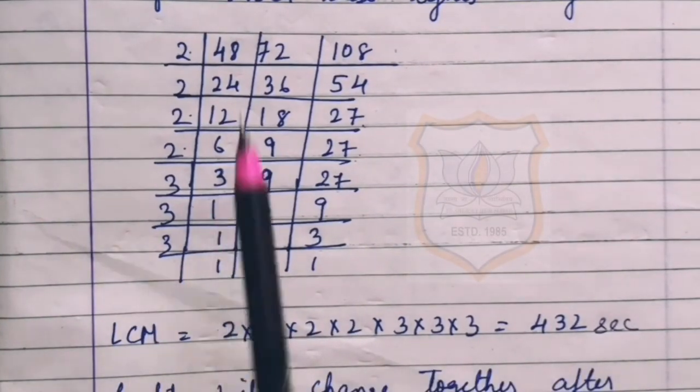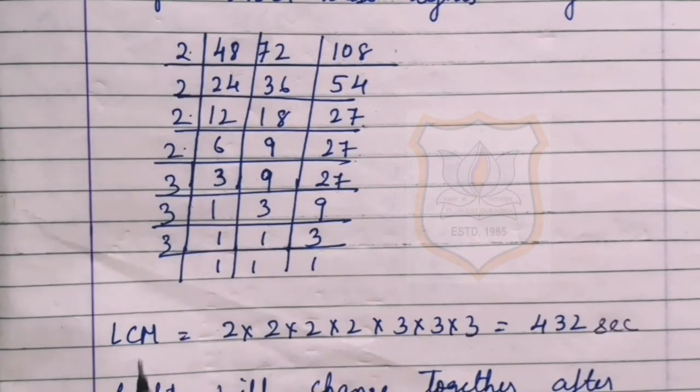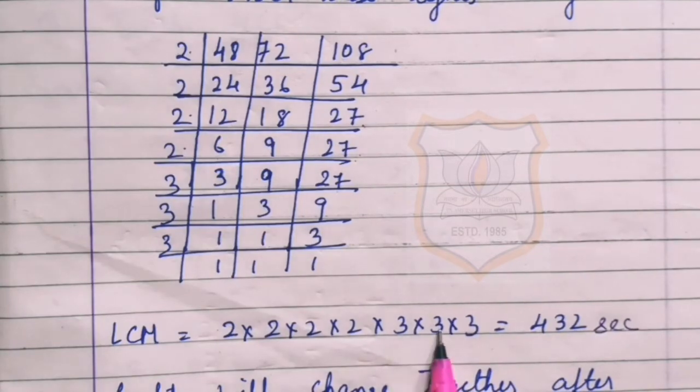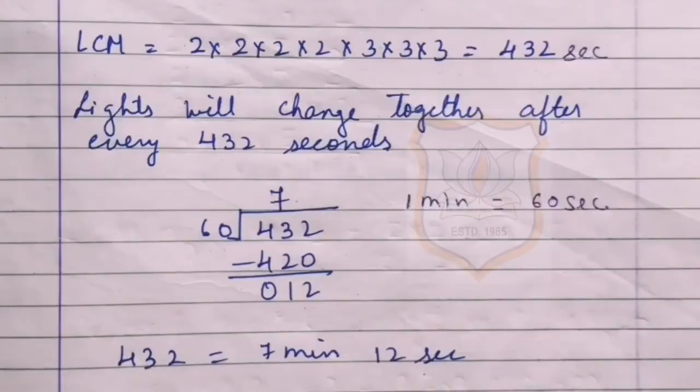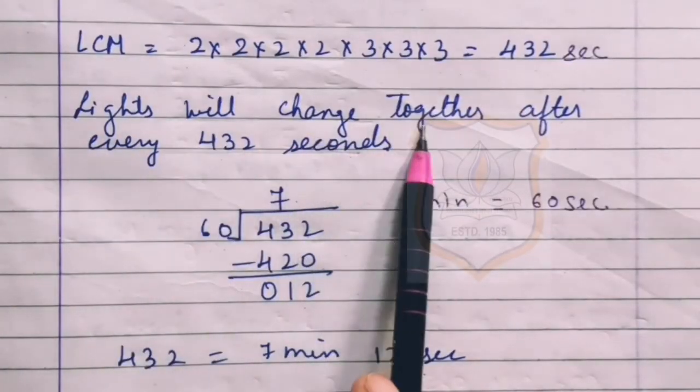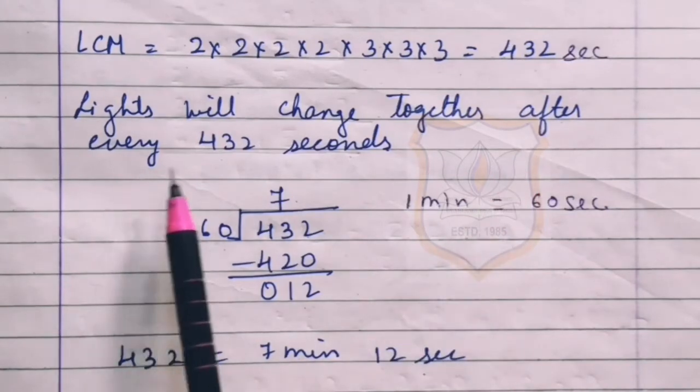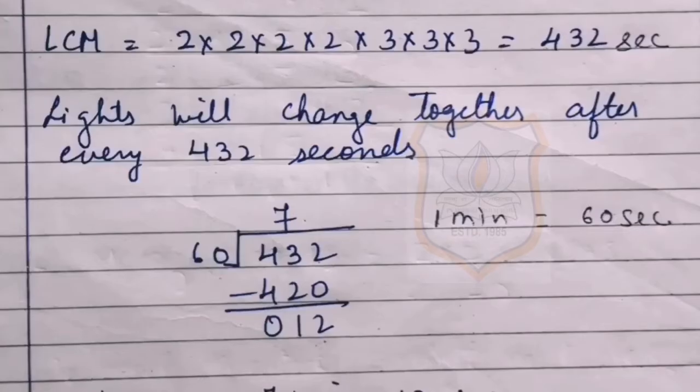To find out the LCM, we have to multiply all these prime factors. So LCM is equal to 2 multiplied by 2 multiplied by 2 multiplied by 2 multiplied by 3 multiplied by 3 multiplied by 3. By multiplying all these numbers, we get 432 seconds. So lights will change together after every 432 seconds.